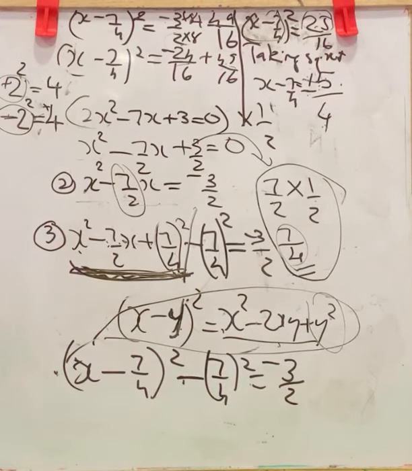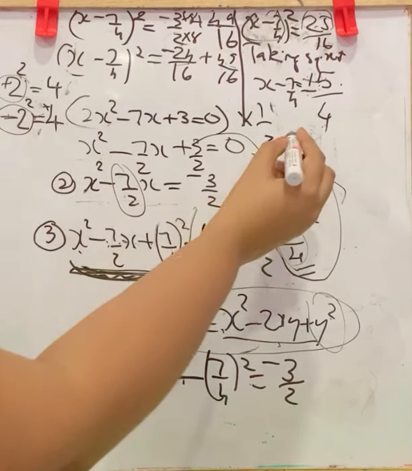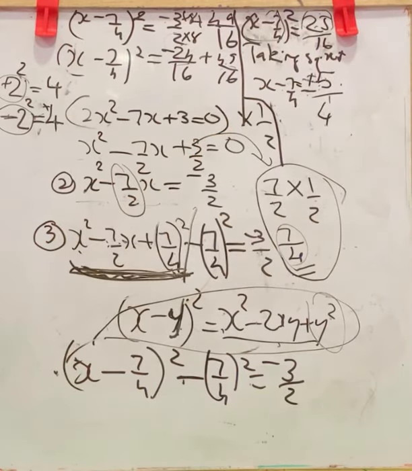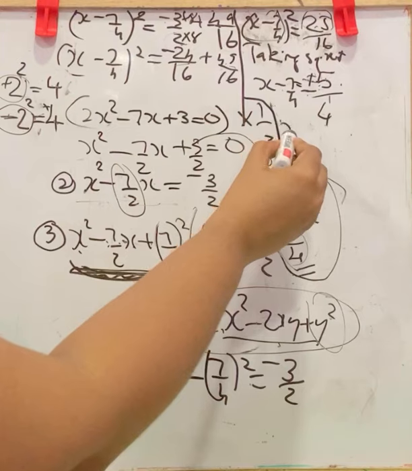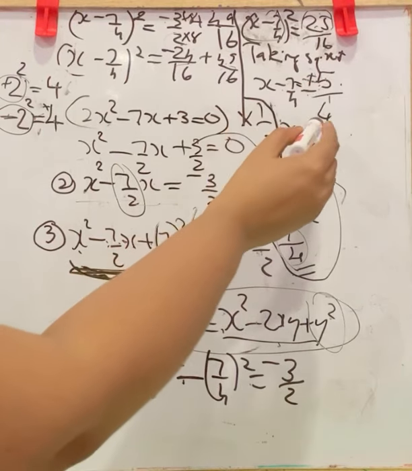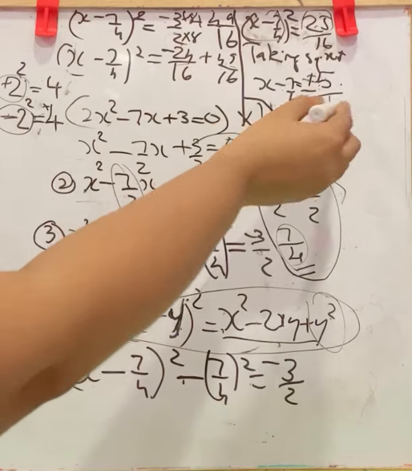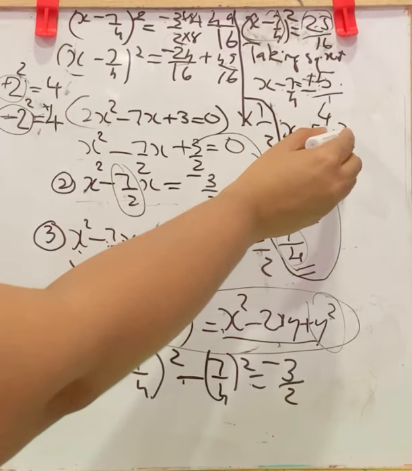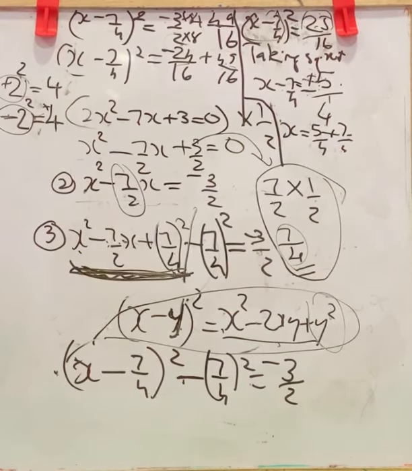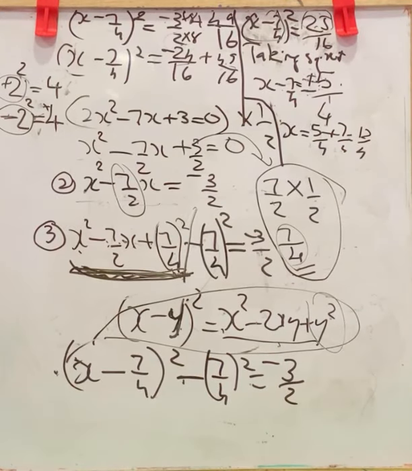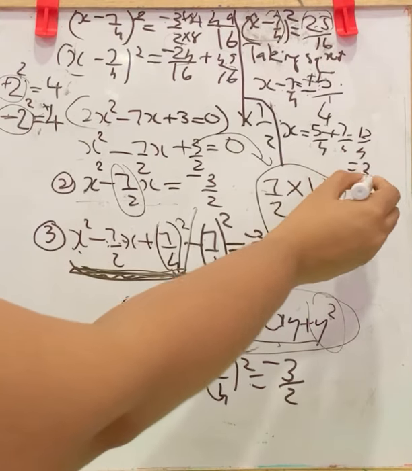Equate each value for finding x. So first we will take plus 5 by 4, to find x. Then take this minus 7 by 4 to RHS, it becomes plus 7 by 4. 5 plus 7, that is 12 by 4 is the answer. 12 by 4, you can divide 12 by 4. 12 divided by 4 is 3.